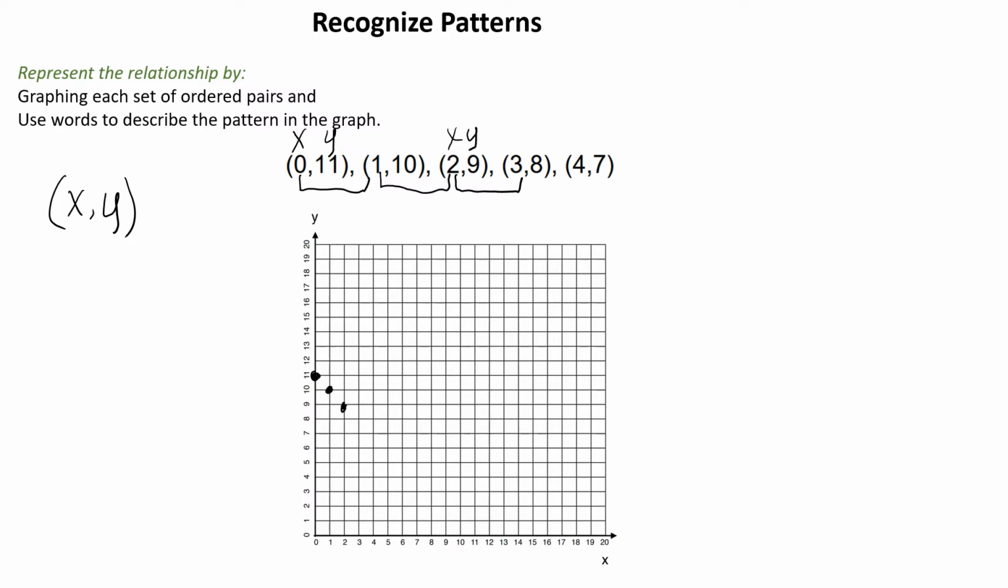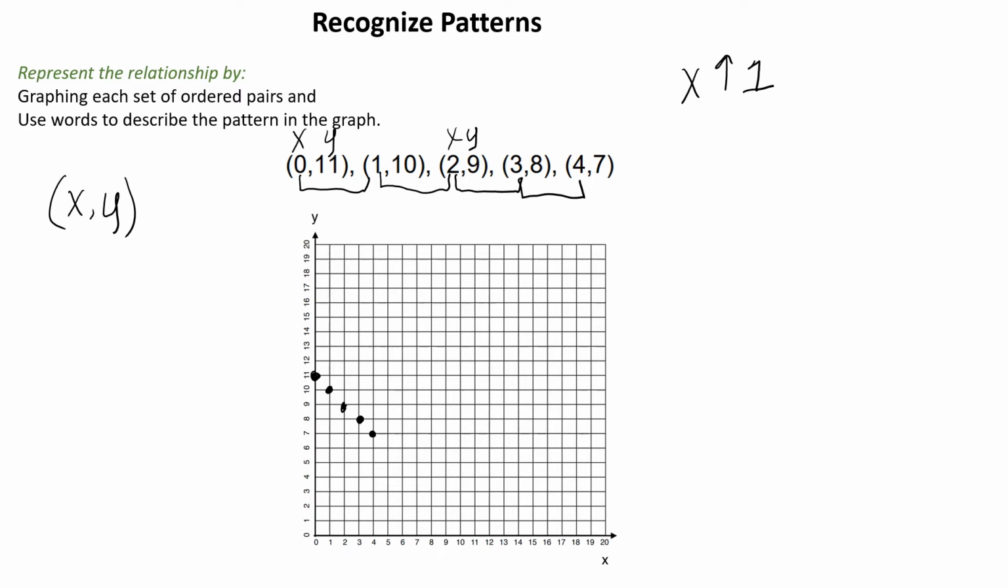So we're going to graph 3, 8. And then the last one is 4, 7. Okay, and again, this went up 1. So just by looking at this, it's saying that x is increasing. I'm going to put a little arrow each time by 1. Let's look at the y now.